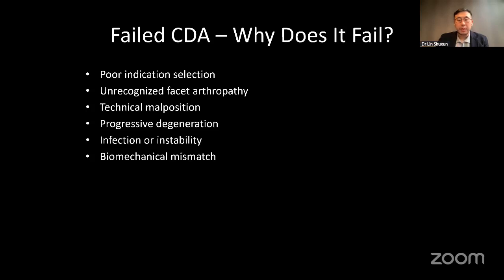When CDA fails, the commonest reasons are poor indication selection, unrecognized facet disease, malposition, or progressive degeneration. Occasionally, we see instability, infection, or biomechanical mismatch. But most failures are not dramatic catastrophes. More commonly, they present as persistent neck pain, recurrent radiculopathy, or progressive deformity over time.